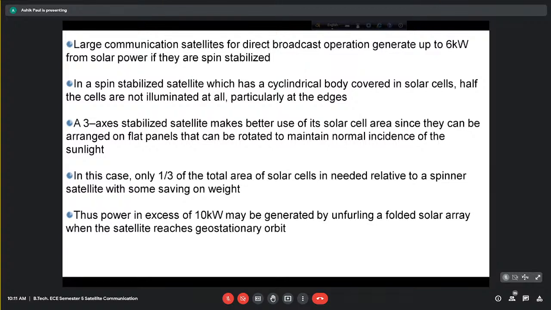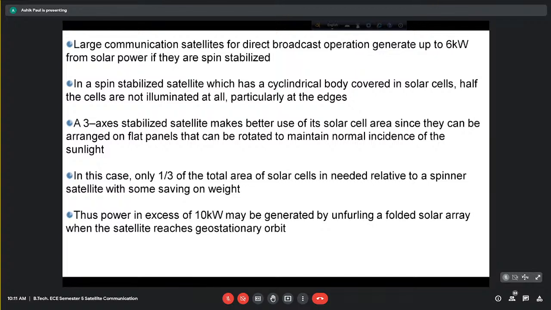So, in case of large communication satellites, because they have a lot of subsystems, they need more power for the internal operation. They could generate up to 6 kilowatt of electrical energy from the solar power if they are spin stabilized.